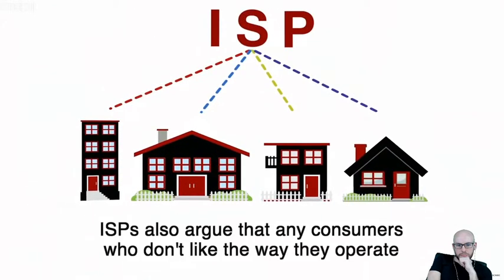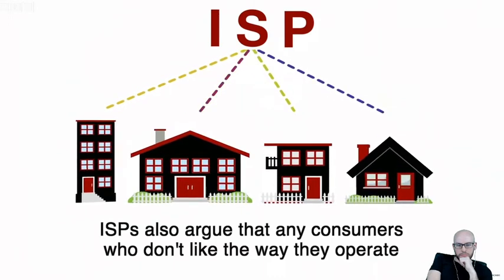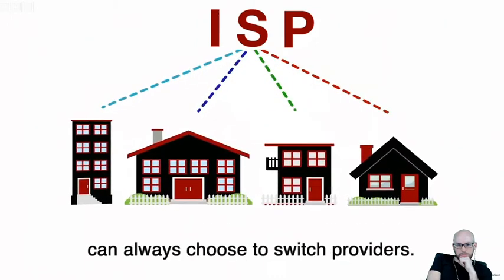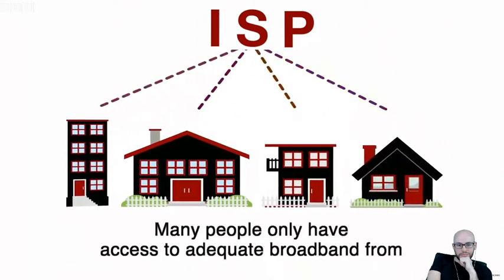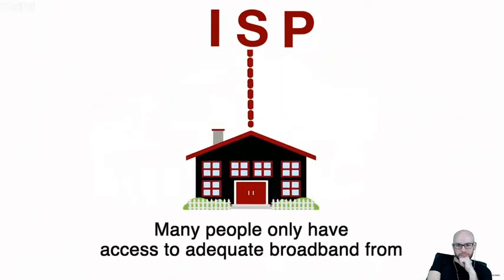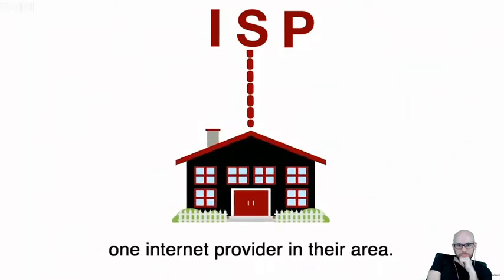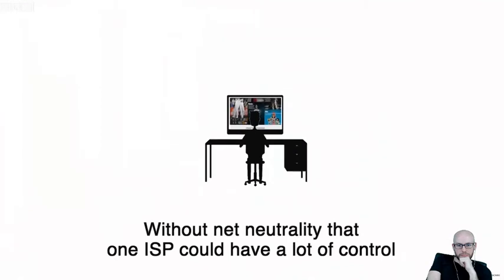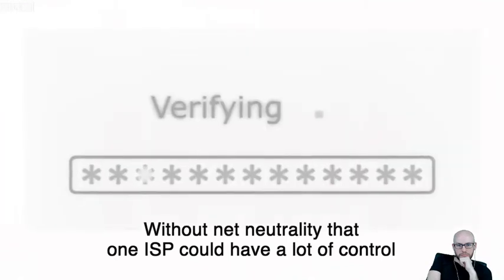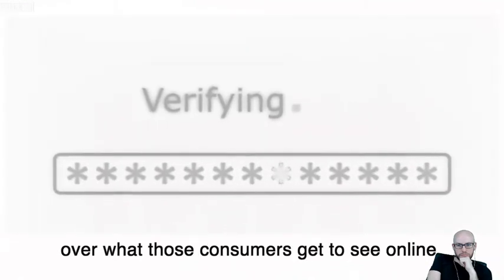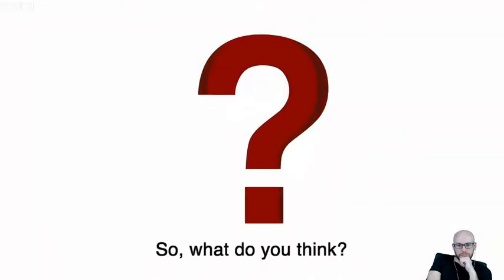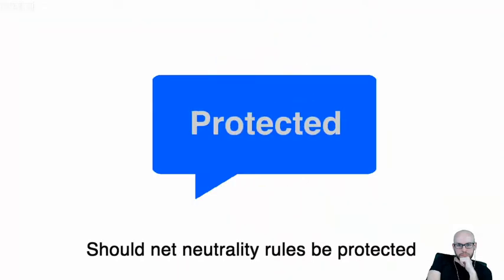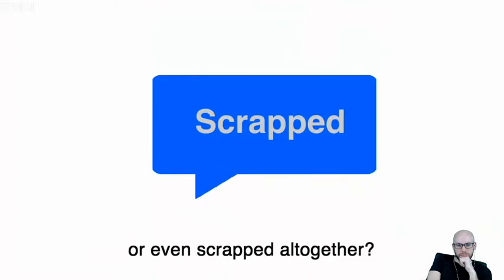ISPs also argue that any consumers who don't like the way they operate can always choose to switch providers. But it's not that simple. Many people only have access to adequate broadband from one internet provider in their area. Without net neutrality, that one ISP could have a lot of control over what those consumers get to see online. So what do you think? Should net neutrality rules be protected, loosened a little, or even scrapped altogether?